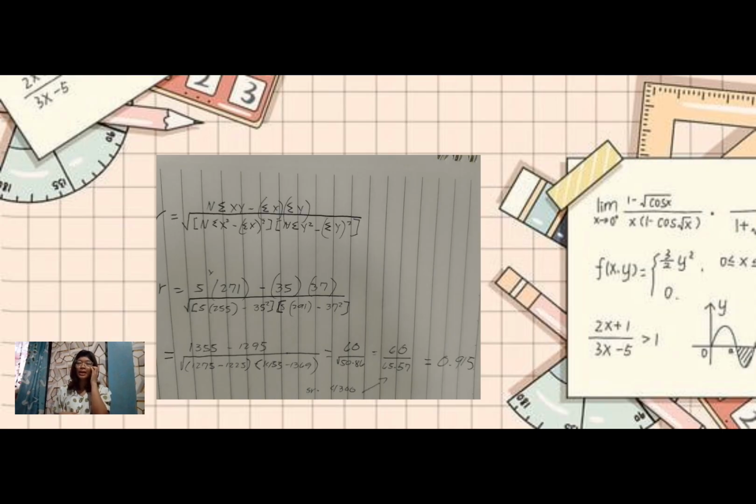And now how do we get the 65.57? We multiply 50 times 86, which equals 4,300. We get the square root of 4,300, which is 65.57. And now we will get the answer: 60 divided by 65.57 is 0.915, and that's the answer.